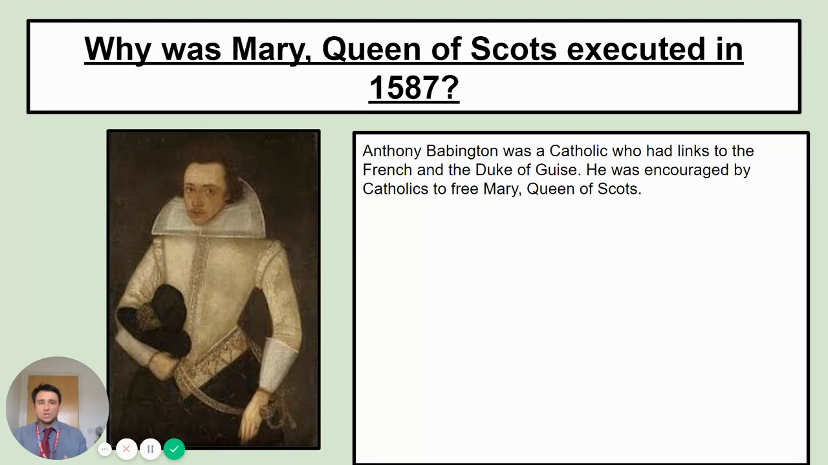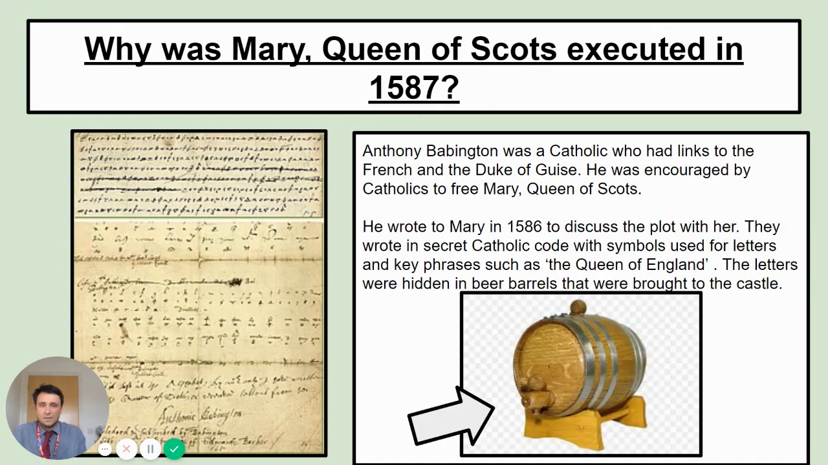So what happened? Well, Anthony Babington was someone who had links to the French and the Duke of Guise. So he was able to communicate with them. And he was encouraged by Catholics to free Mary, Queen of Scots, to use that link, to use those powers that he had. And they said, look, you could do this. You could be the person. It's your duty to free Mary, Queen of Scots. And so he wrote to Mary in 1586, after he met with her once. And he discussed the plot. He discussed his plan, how he was going to release Mary.